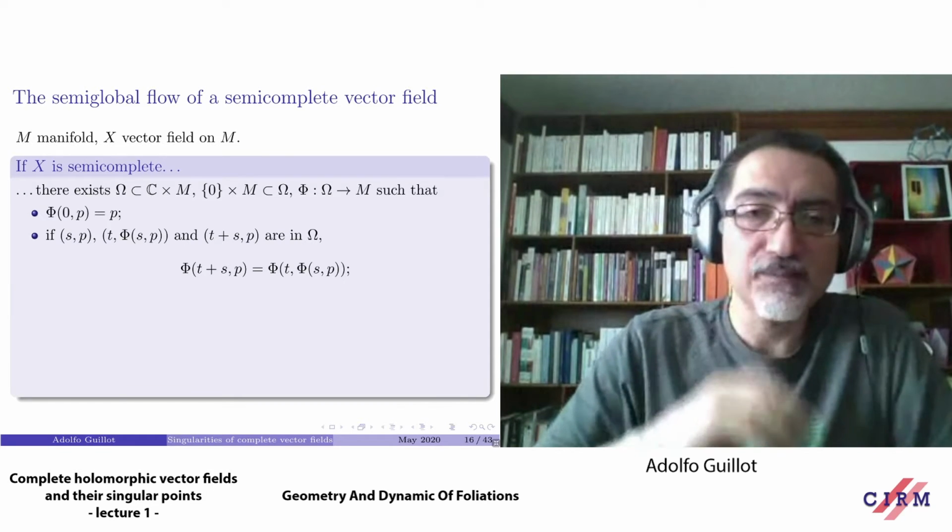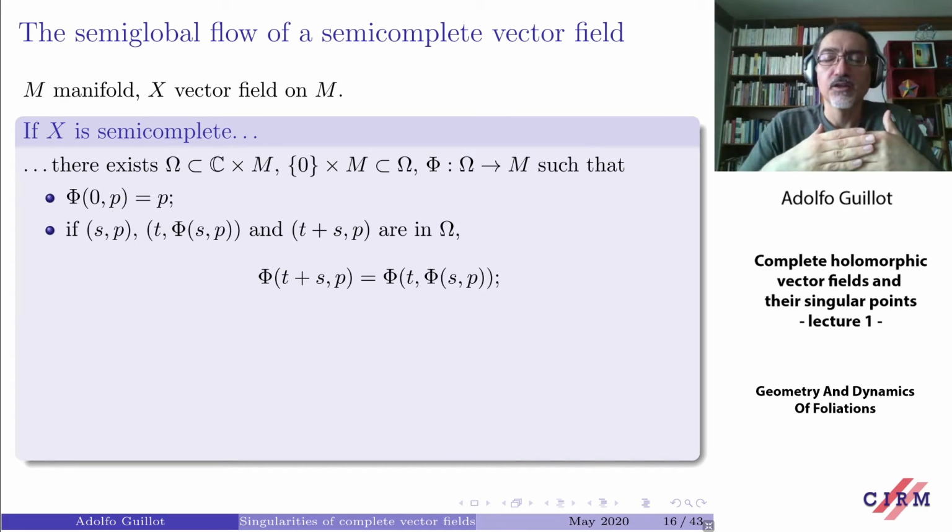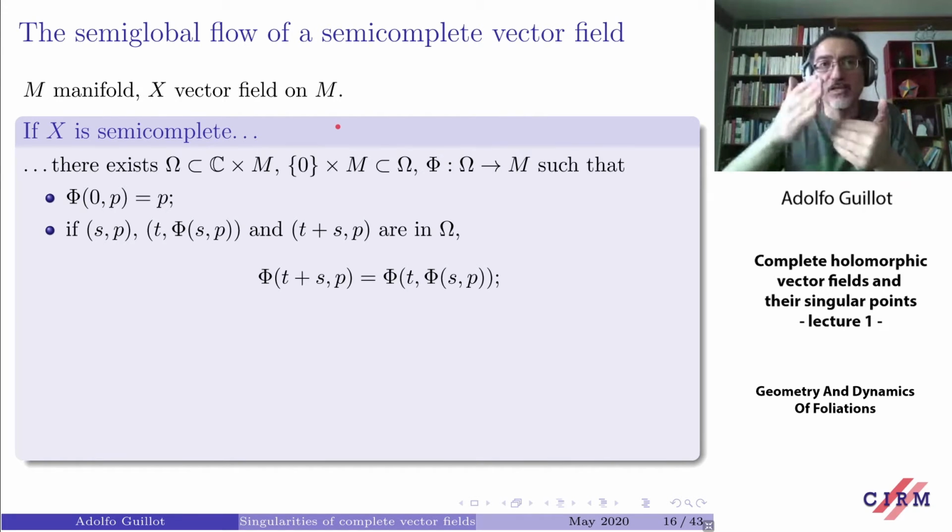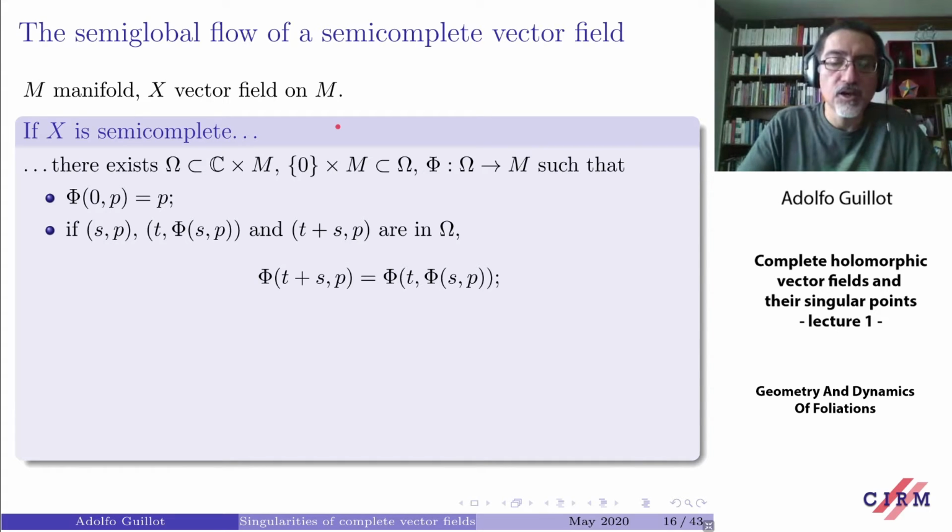If you have a complete vector field on your manifold, it comes from an action. So let me tell you what the object corresponding to an action is when you have a semi-complete vector field. If you have a semi-complete vector field, as I said before, if on every leaf the geometry satisfies any of these properties we talked about, then we will find some omega in C times M. For an action, this will be just the whole of C times M. But here it will only be some open subset containing the set 0 times M, and a map phi from this omega into M, satisfying the first condition of an action, that 0 does not flow.